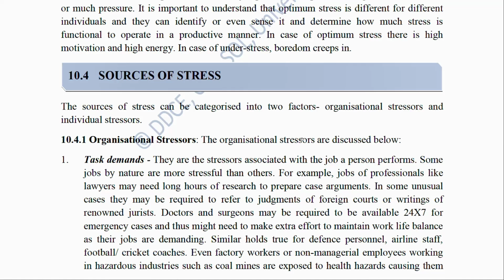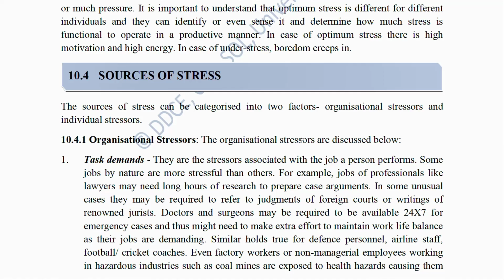For example, jobs of professionals like lawyers may need long hours of research to prepare case arguments. In some unusual cases, they may be required to refer to judgments of foreign courts or writings of renowned jurists. Doctors and surgeons may be required to be available 24/7 for emergency cases and thus might need to make extra effort to maintain work-life balance as their jobs are demanding. Similar holds true for defense personnel, airline staff, football or cricket coaches.